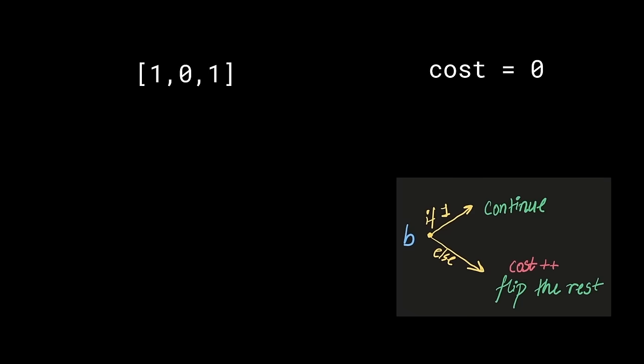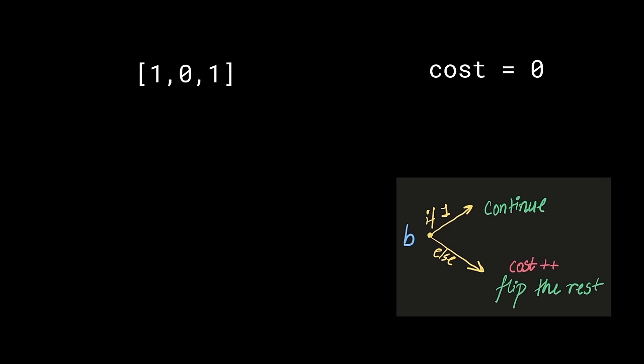In the case of 101, this is the test case we're going to start off with. We will also set the initial cost to 0. This cost is going to keep track of the number of flips or switches that we require to convert everything to ones. On the bottom right hand side is the logic we are going to use, which is already mentioned in the question. The question says that if the bulb is on, that's great, we'll just continue on. But if the bulb is 0, that is, if the current bit we are looking at is 0, then we have to increase the cost by 1 and flip everything on the right hand side of it.